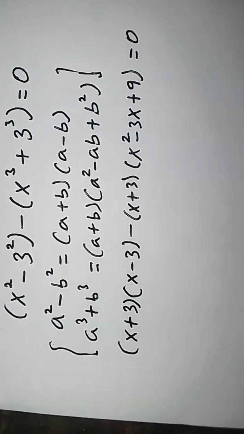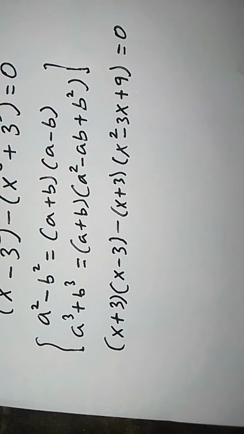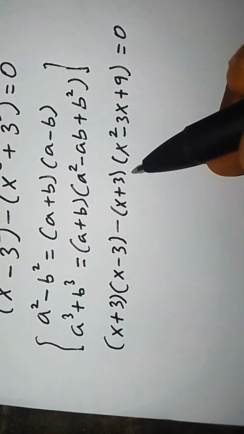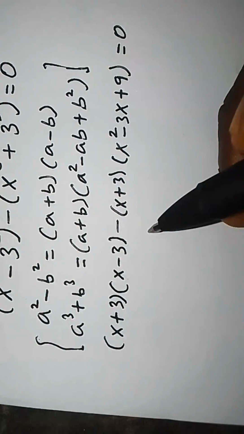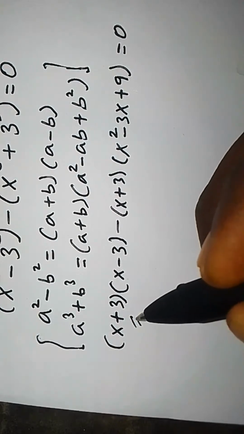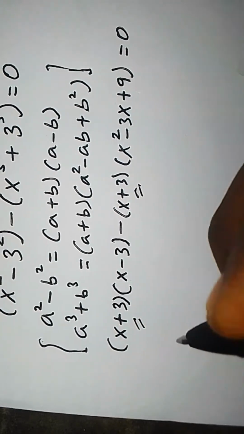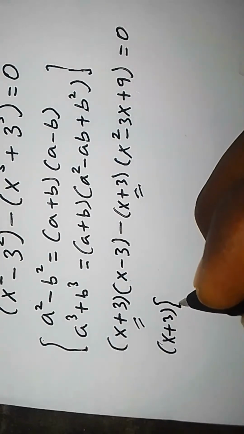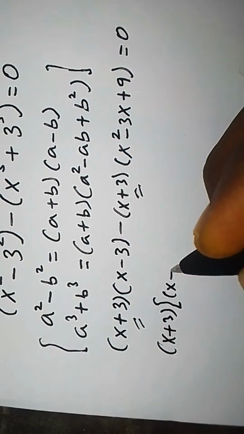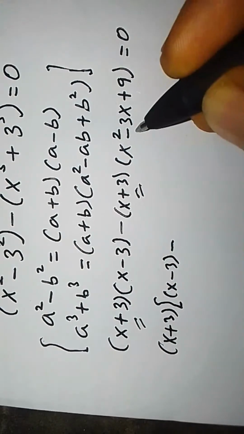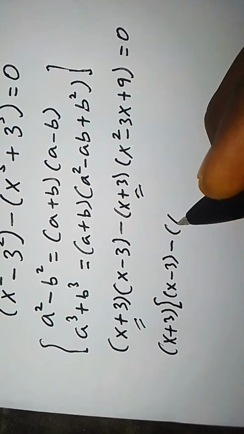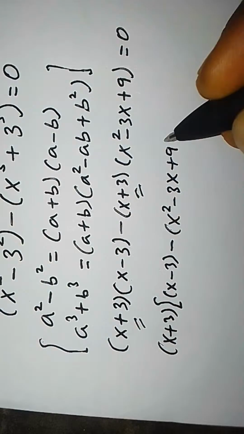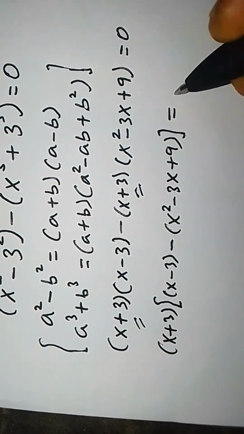Let's proceed further. You will notice that something is very common here. What is that? x plus 3 is common. We can pull it out. So that will be x plus 3 into x minus 3 minus this, x squared minus 3x plus 9 equal to 0.